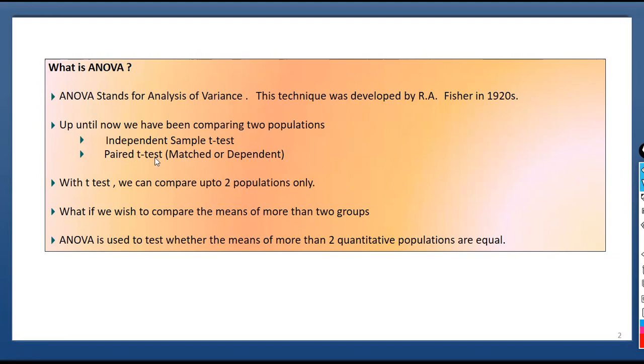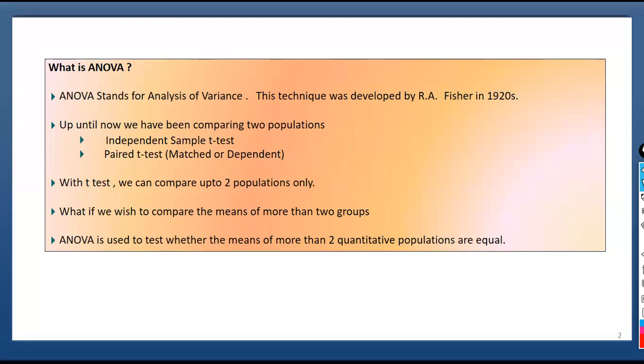In the case of the previous tests, like the two independent sample t-test and the paired t-test, we can compare only two populations. If you wish to compare the means of more than two groups, you cannot use a t-test or z-test because of these limitations. Those tests are meant for single sample, two independent sample, or paired t-tests. That's when the ANOVA test comes into the picture.